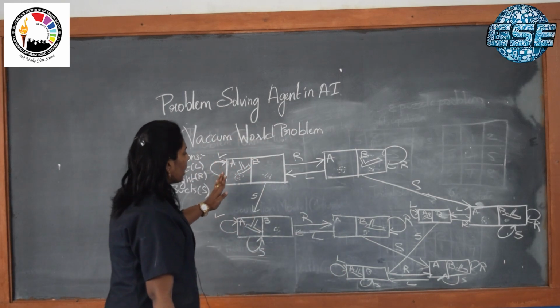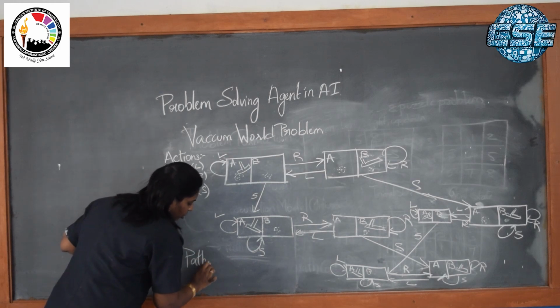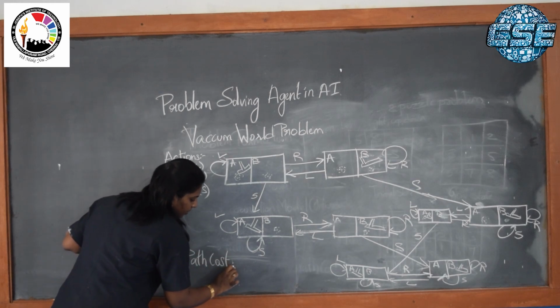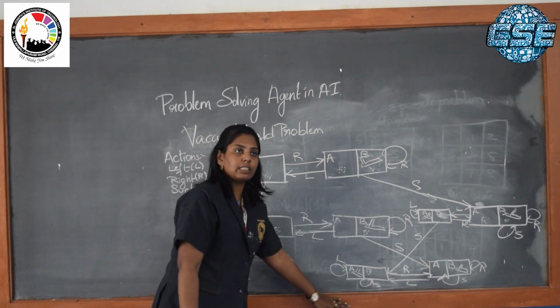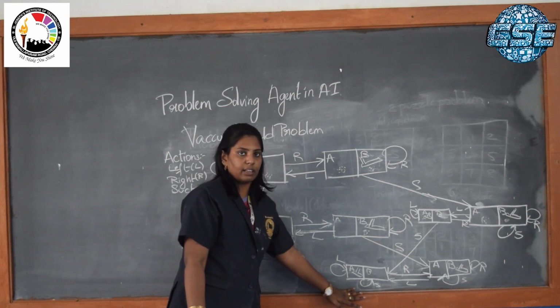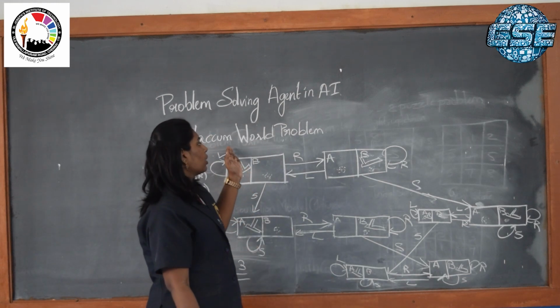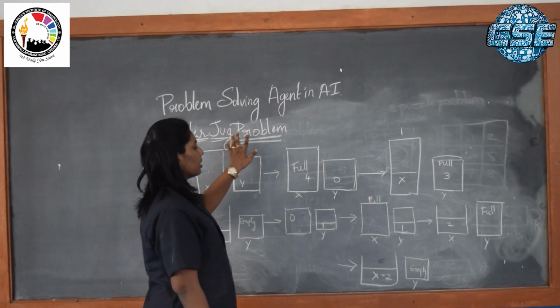So the path cost of this problem is 3. If you move three times in this condition, we will get this answer, like A and B will not have dirt finally. Okay, this is the vacuum world problem. The next problem is the water jug problem.